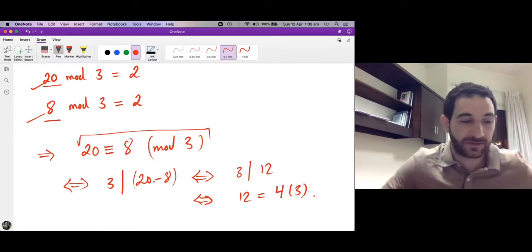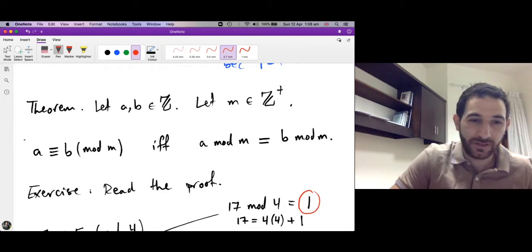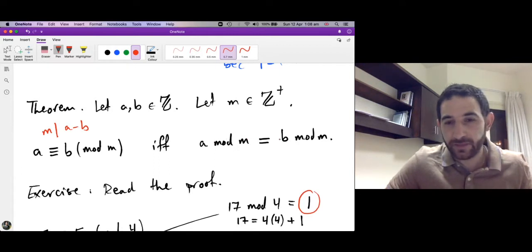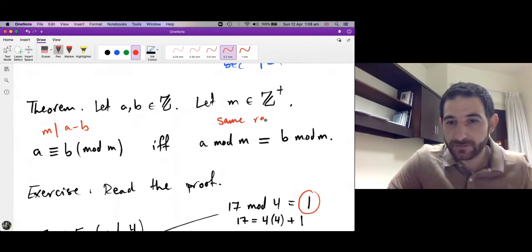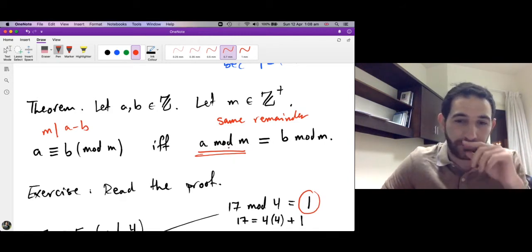Okay, so this is a very nice property of looking at congruences. So here means that m divides the difference, and here means that a and b have the same remainder after dividing by m. Same remainder. Remember that we defined this was the notation for the remainder after dividing a by m, a mod m.